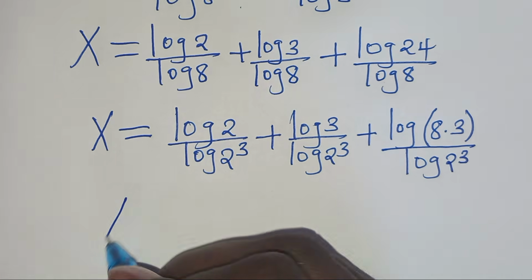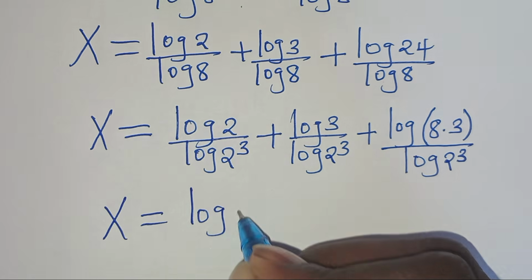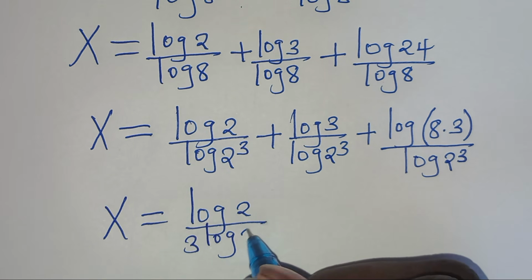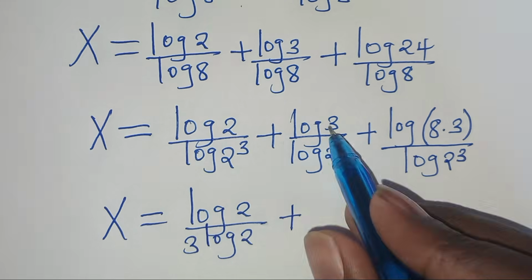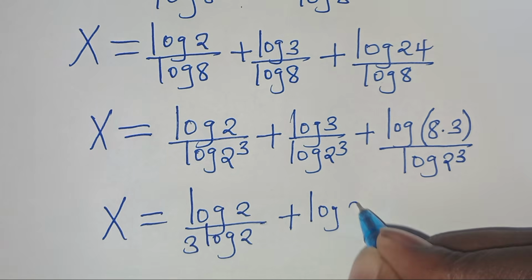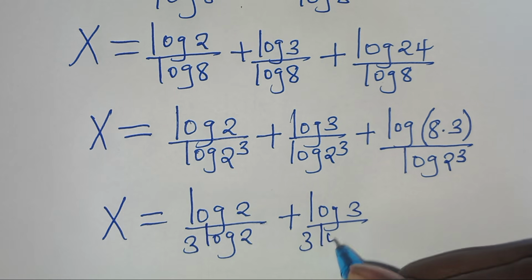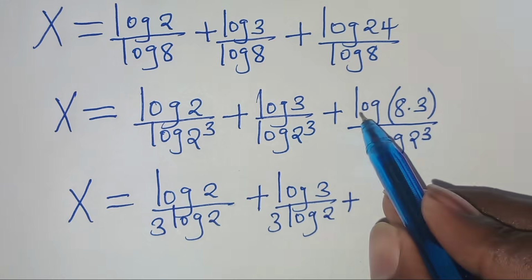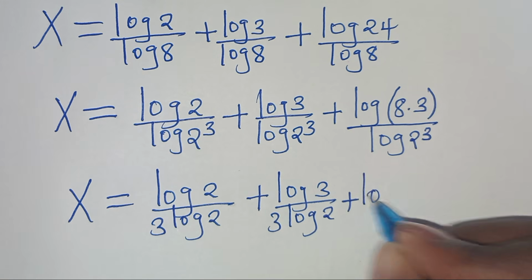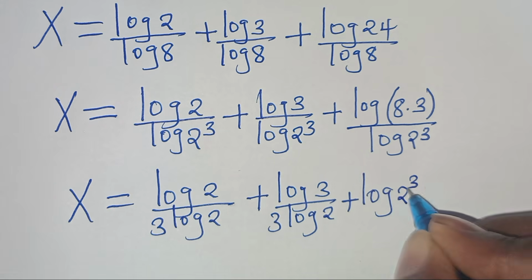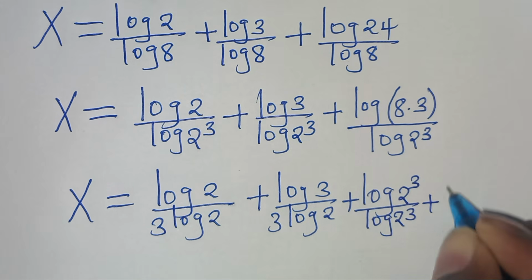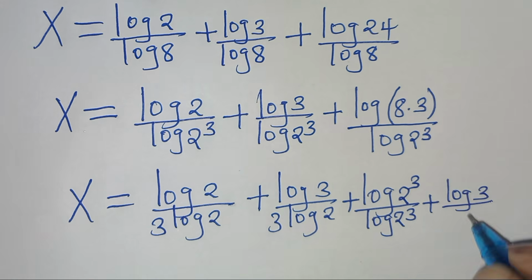So this means that we have x is equal to log 2 divided by 3 log 2, then plus log 3 divided by 3 log 2, then plus we can express log 8 times 3. This is the same thing as log 8, which is log 2 to the power of 3 divided by log 2 to the power of 3, then plus log 3 divided by log 2 to the power of 3.